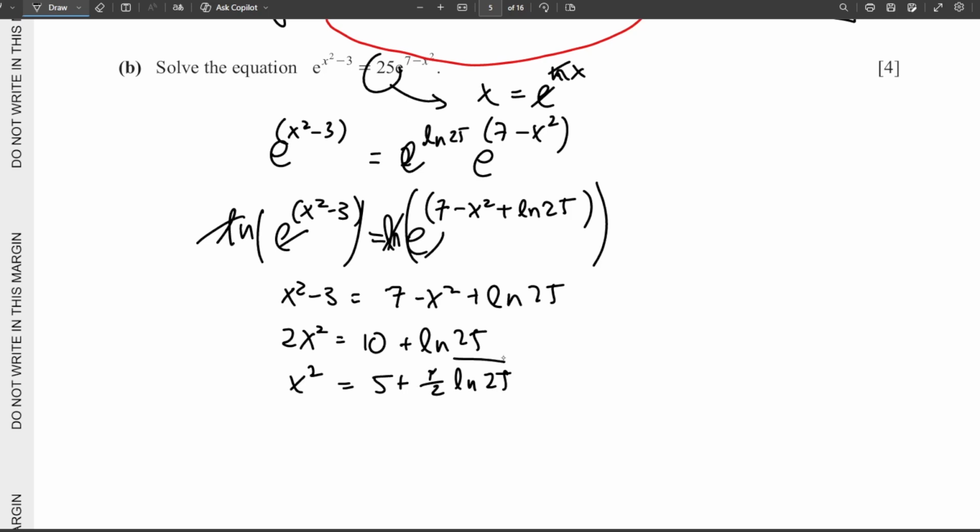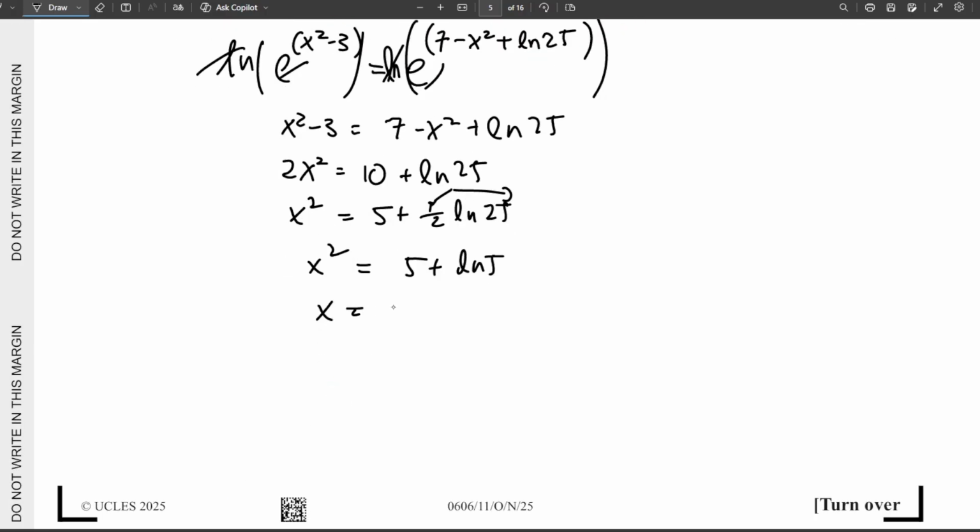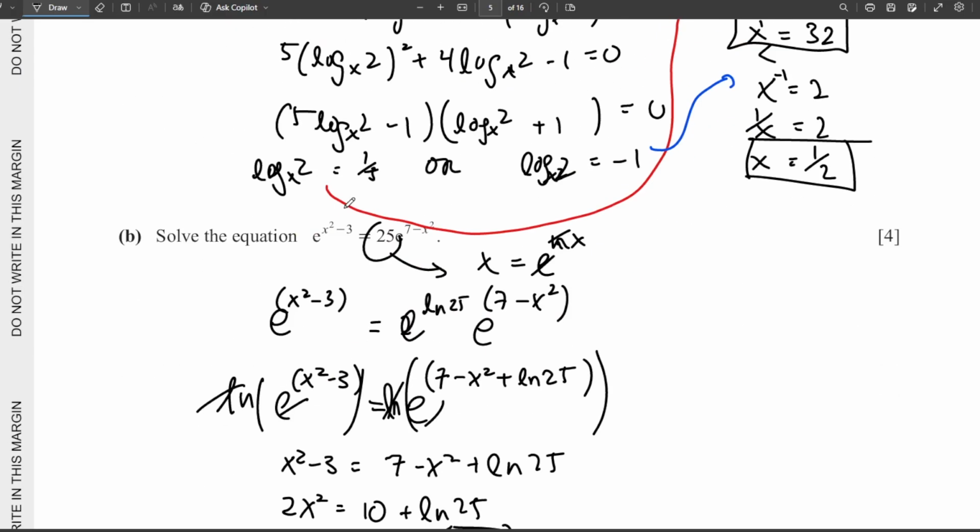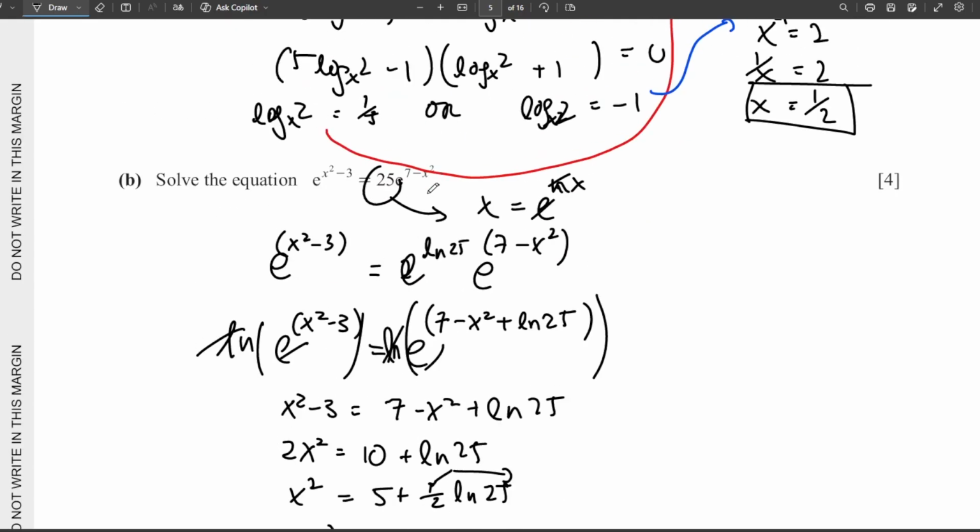Okay, so this half I can bring on top to the exponent, becoming a square root. So 5 plus ln 5. So this is x squared. Finally, x, you can take the square root on both sides: plus or minus the square root of 5 plus ln 5. And this will be your final answer, right? Because x can be a positive and negative value. There's no restriction on the domain here.